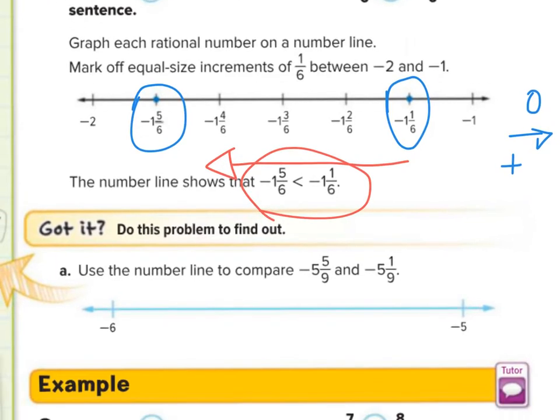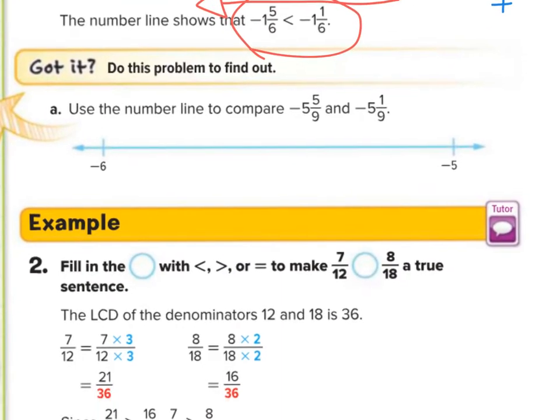Okay, let's try it now. Here we have, use the number line to compare -5 and 5/9, and negative 5 and 1/9. So the numbers are being broken up into 9 parts. So we need to write this out and break it up into 9 parts so that we have 1/9, 2/9, 3/9, and so on. Okay, with the negative 5. Once you have that, label it and see which number is bigger or smaller.